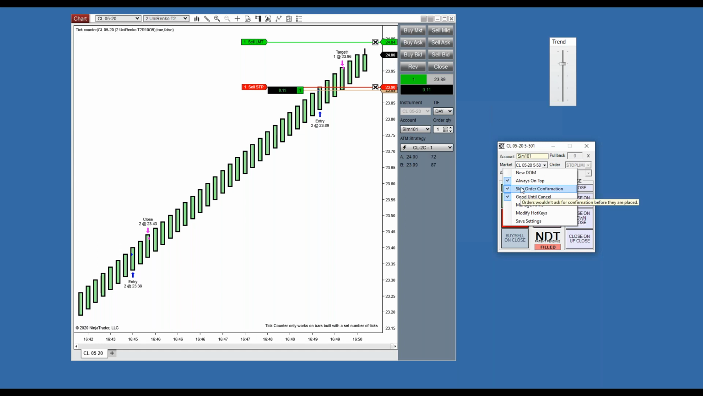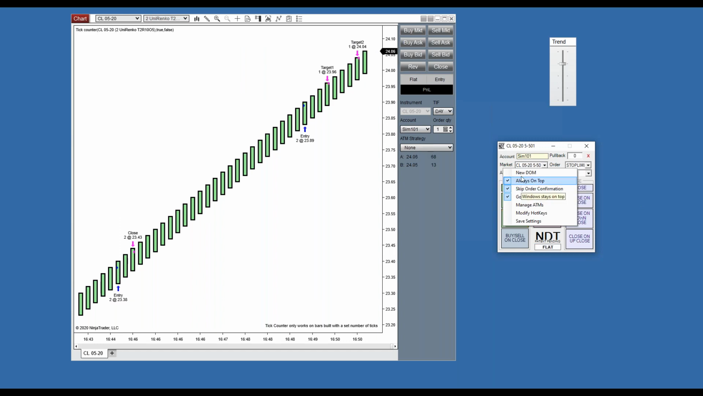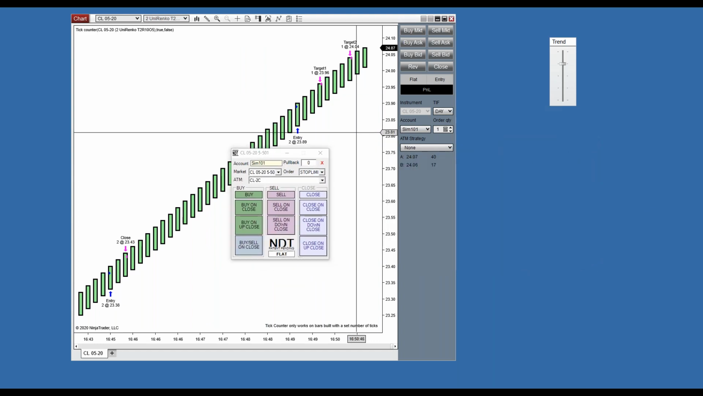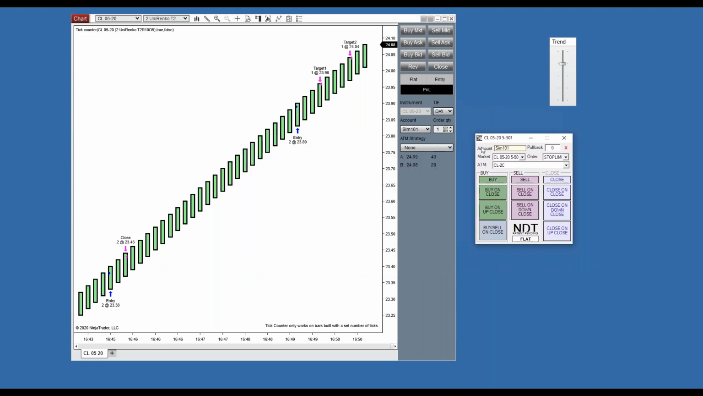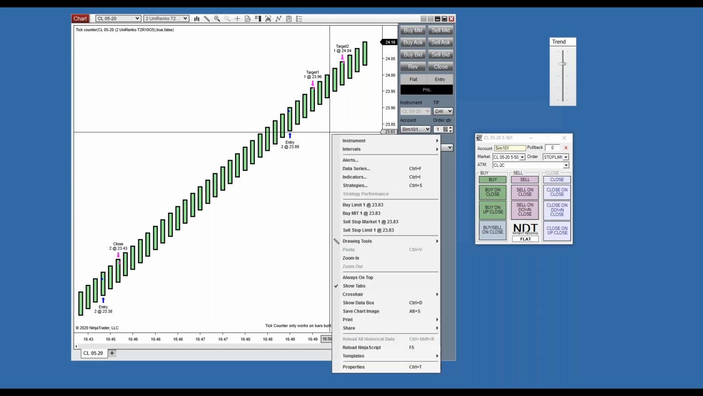You skip order confirmation, so you don't have to have that little window come up to ask you if you want to confirm the trade. The NDT is always on top. So if you're on top of a chart and you click it, the NDT will stay in front. You're going to save the settings.